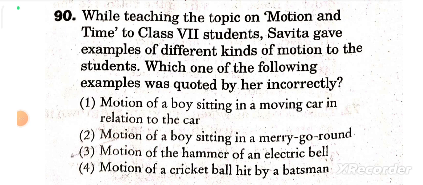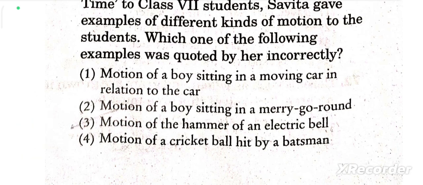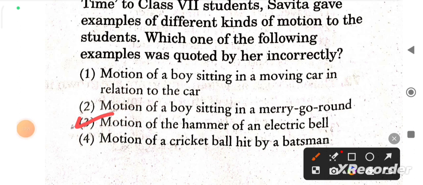Last question is, while teaching the topic on motion and time to class 7 students, Savita gave examples of different kinds of motion to the students. Which of the following example was quoted by her incorrectly? So correct option is motion of the hammer of an electric bell.